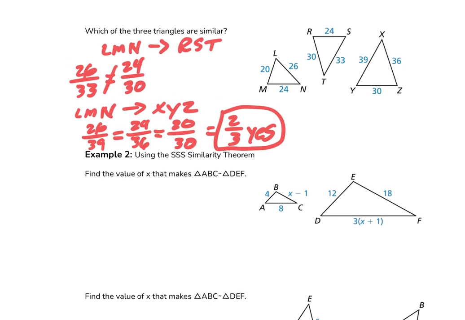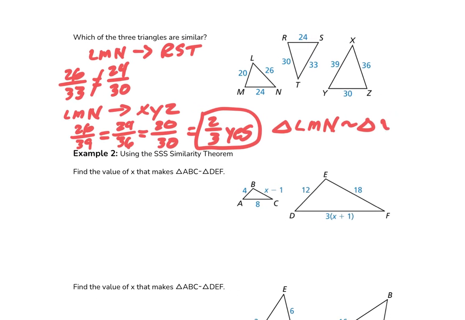Which of these three triangles are similar? So we're going to say triangle LMN is similar to, and once again, notice I went small, medium, large. I started with the smallest. 20 is the smallest, the middle size, and then the biggest. Over here, 30 is the smallest. And then I would go to 36, and then I would go to 39. So I would go Y, Z, X.